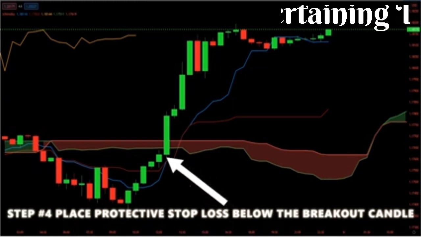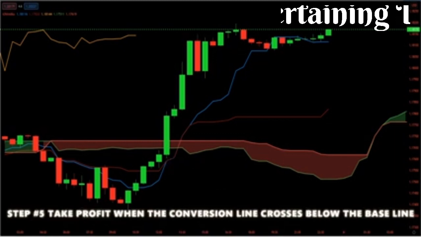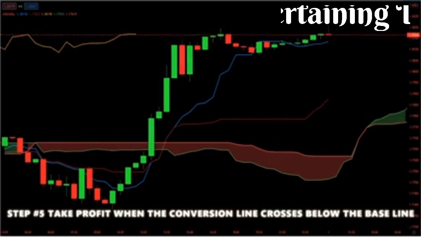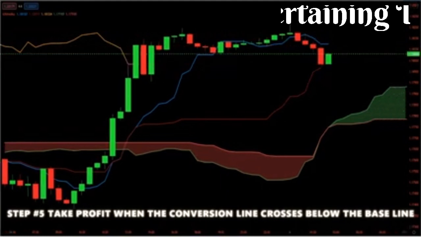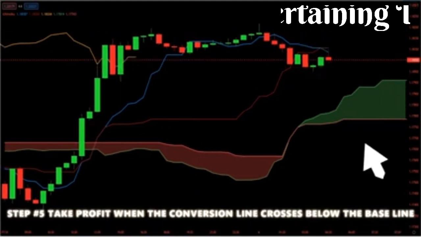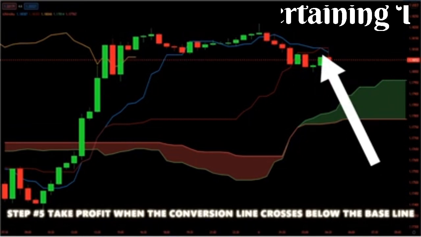The next logical thing we need to establish for the Ichimoku trading system is where to take profits. Step number 5: take profit when the conversion line crosses below the base line. We only need one simple condition to be satisfied with our take profit strategy. When the conversion line crosses below the base line, we want to take profits and exit our trade.